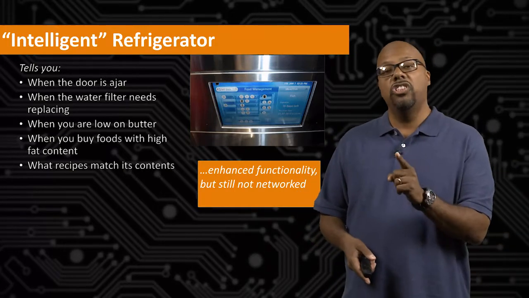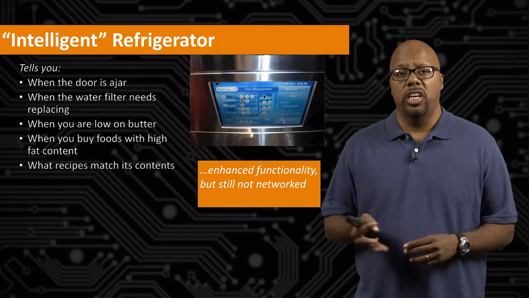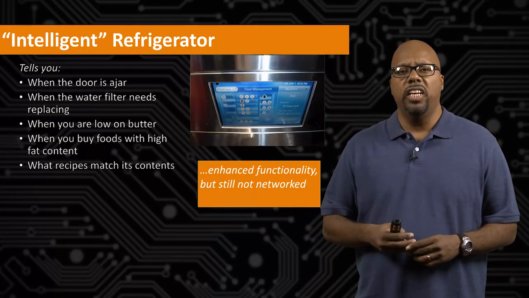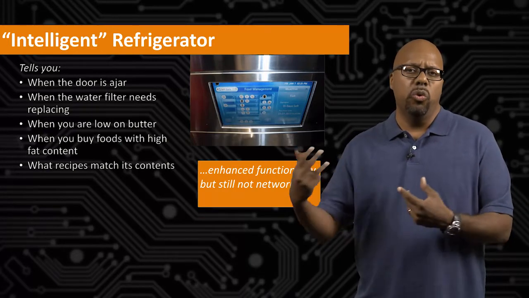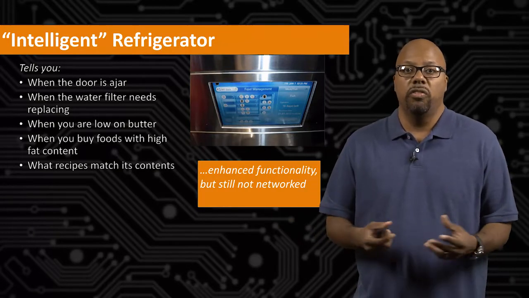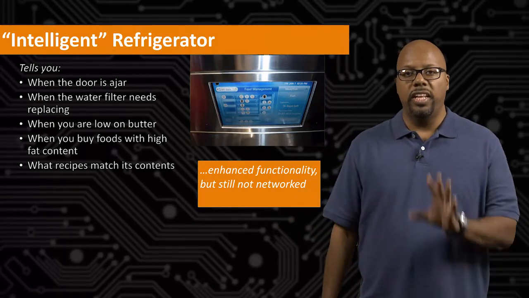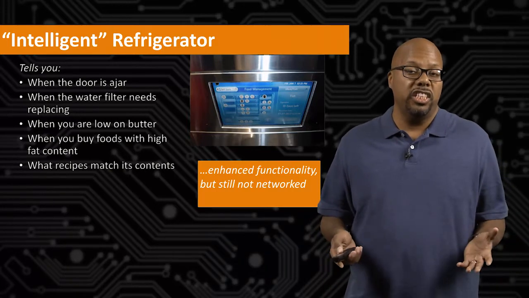But you'll notice that these features that I'm listing here don't require network connectivity in general. They can do that with local sensors and local processing that sense what's in your fridge and respond to you and give you information. So that's an intelligent refrigerator, but maybe you wouldn't call that Internet of Things because it's not actually networked yet.